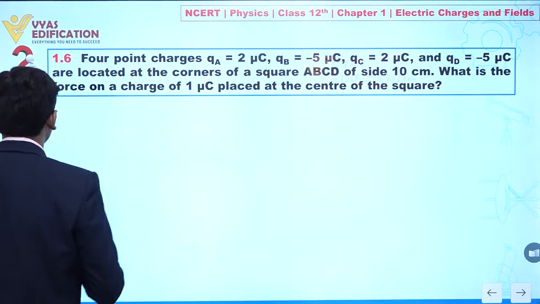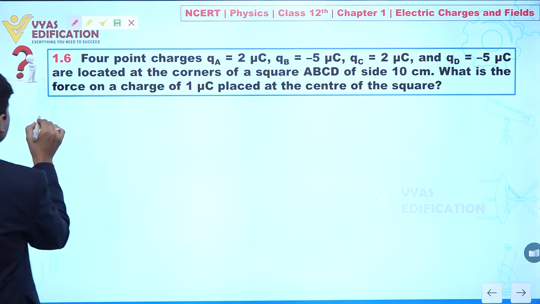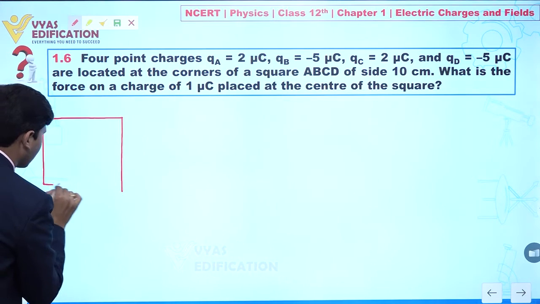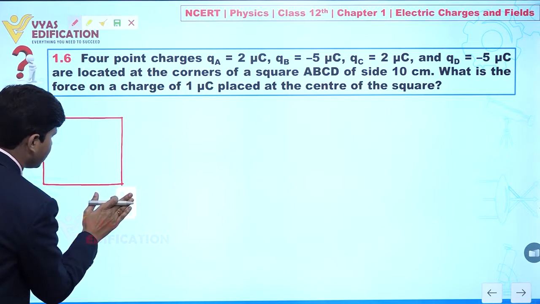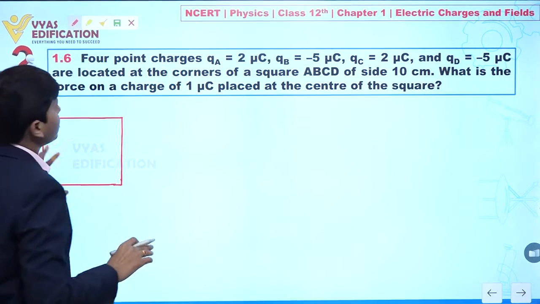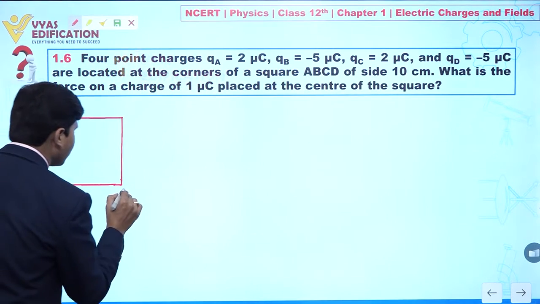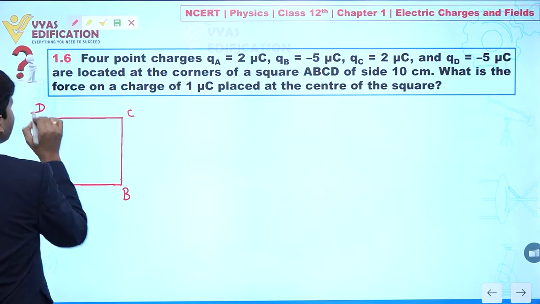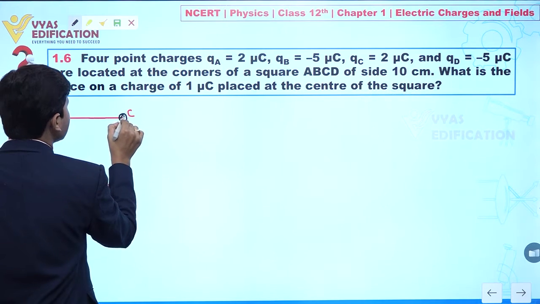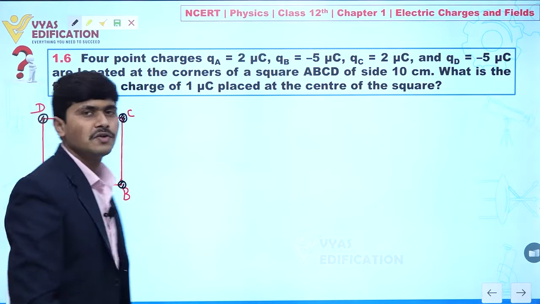Concentrate on the screen. First I am drawing a square. Let's suppose this is the square, and four point charges are placed at the corners of square ABCD. Let's say this is A, B, C and D, and we place four point charges here: this is charge 1, this is 2, this is number 3 and here we have charge number 4.